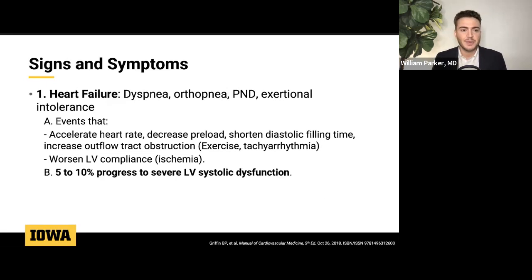Particularly, these symptoms get exacerbated in scenarios that accelerate heart rate, decrease preload, shorten the diastolic filling time, or increase the LV outflow tract obstruction. So exercise and immediate post-exercise recovery, as well as tachyarrhythmias, will do this. Also exacerbated by conditions that worsen LV compliance, for example, ischemia. And probably worth noting, a big chunk of people, 5 to 10% of people with hypertrophic cardiomyopathy, do progress to severe LV systolic dysfunction.